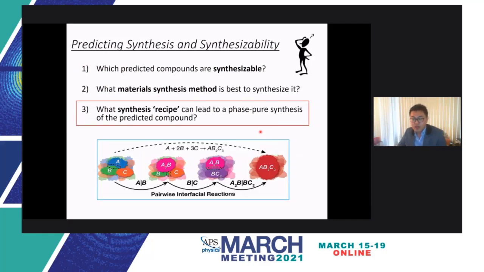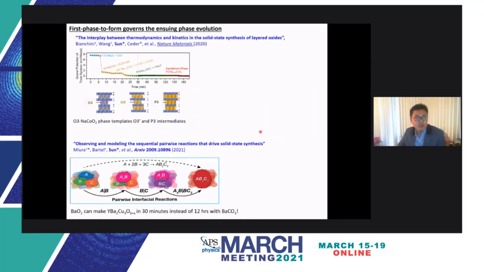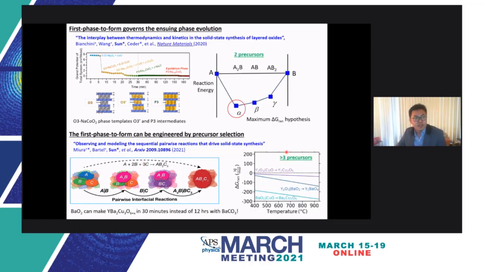We have done a lot of work on this. I'm not going to show this. We published in Nature Materials last year on finding synthesis recipes in sodium cobalt oxide. And here's another paper that will come out probably in the next couple of weeks, in a nice journal, about modeling sequential pairwise reactions that drive solid-state synthesis. So we also have done some work on synthesis recipes. I unfortunately don't have time to talk about it today.